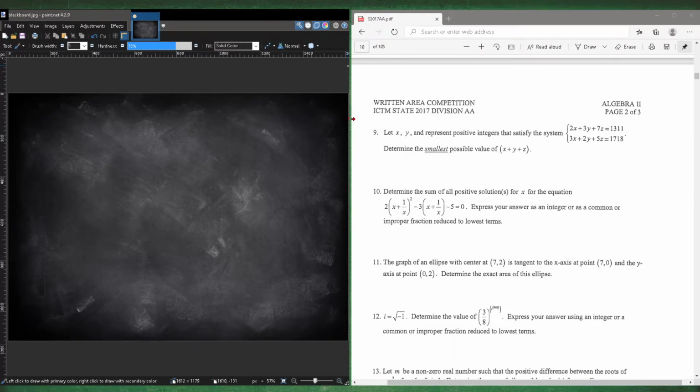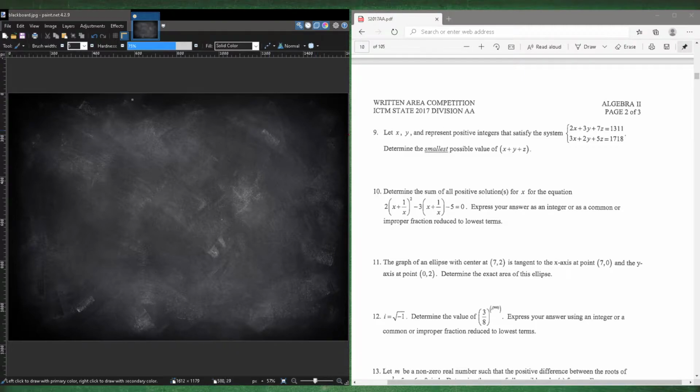Let x, y, and z, they didn't write in z, represent positive integers that satisfy the system. Determine the smallest possible value of x plus y plus z. Okay, so what we could do is cancel out one variable, so we have two variables. We could try to find a pair that works.